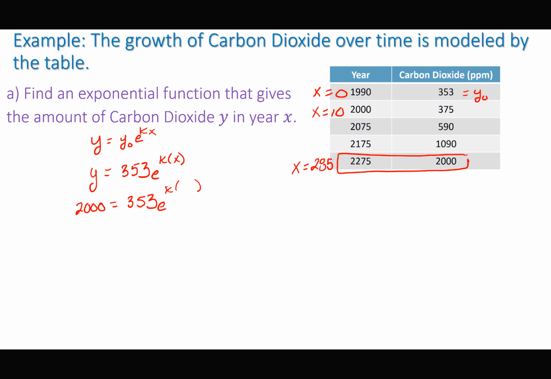So 2000 was 10, 2075 would be 85 years beyond, and so on. We have to tack on essentially 10 more because we're going all the way back to 1990. So this is 285. Now I have an equation, 2000 equals 353e raised to the k times 285. Now I want to solve for k. The first thing I would do is divide out this 353. So I have e to the 285k.